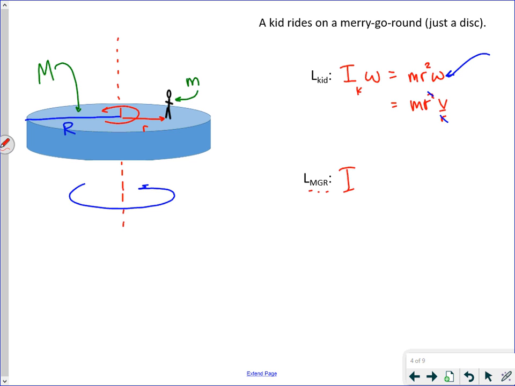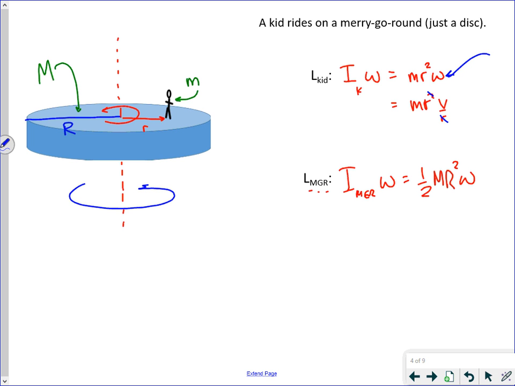For the merry-go-round, it really is the most appropriate to talk about the merry-go-round's moment of inertia, rotational inertia. So this is a disk, right? So that's going to be 1/2 big M big R squared omega.